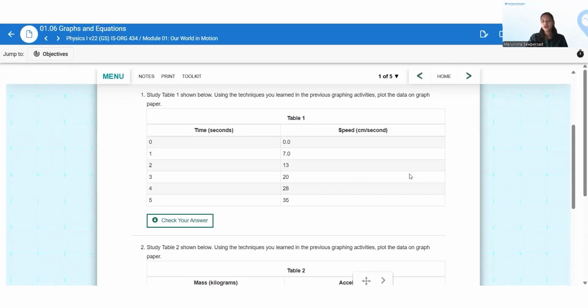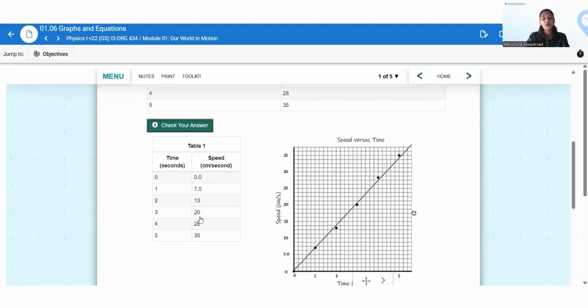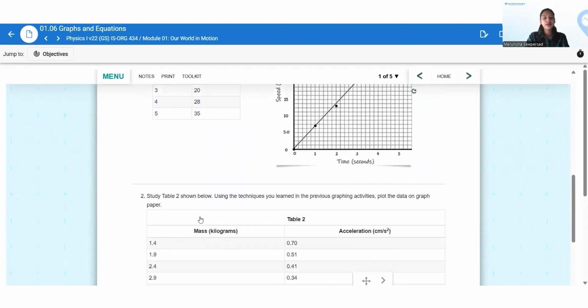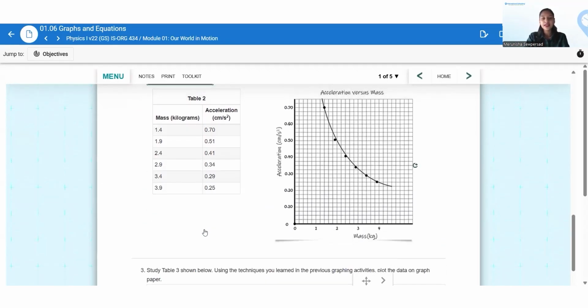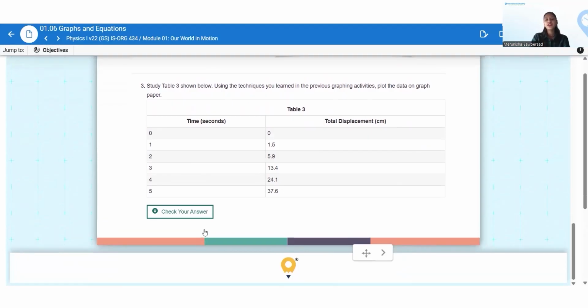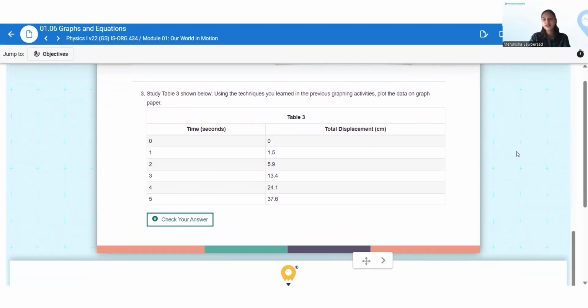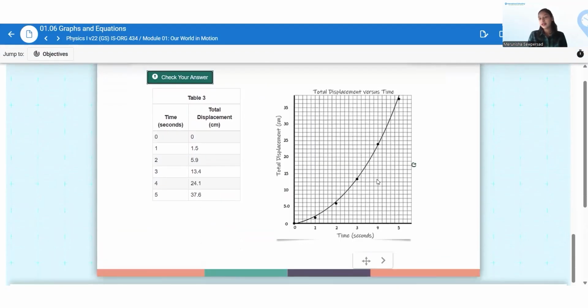So feel free to pause this video at any time and attempt to draw any of these graphs, and you can check your answer later. So here's your first one. And here's what it would look like. Here's your second one. And here is what it would look like. Here's your last example. And here's what it would look like.